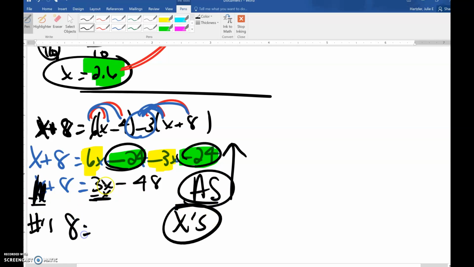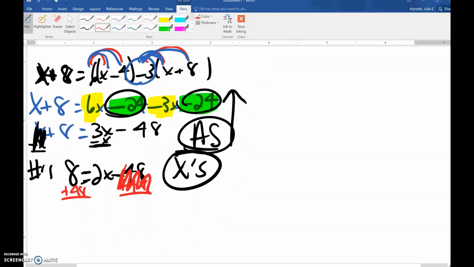So 8 equals 3x minus x is 2x. Okay, and I still have add and subtract, so I'm not done with this step yet. To get rid of that minus 48, I'm going to add 48 to both sides. Again, the goal of the add and subtract is to get your variables on one side and numbers on the other, and so I get 56. Okay, finally, all the add and subtract is done. There's no more adding and subtracting.